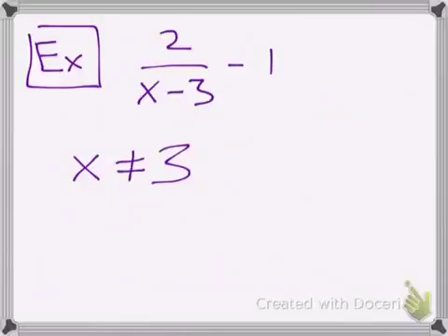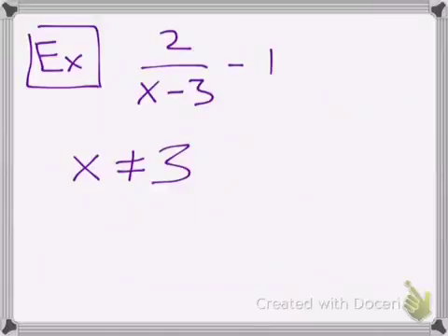Why can x not be 3? This is the answer to the question I just asked, which is what is the excluded value for x? X cannot be 3 in this expression. Why can x not be 3 in this expression? Because we can't have 0 in the denominator. Division by 0 is undefined, right? 0 under the line is undefined. We can't have 0 in the denominator of a fraction.